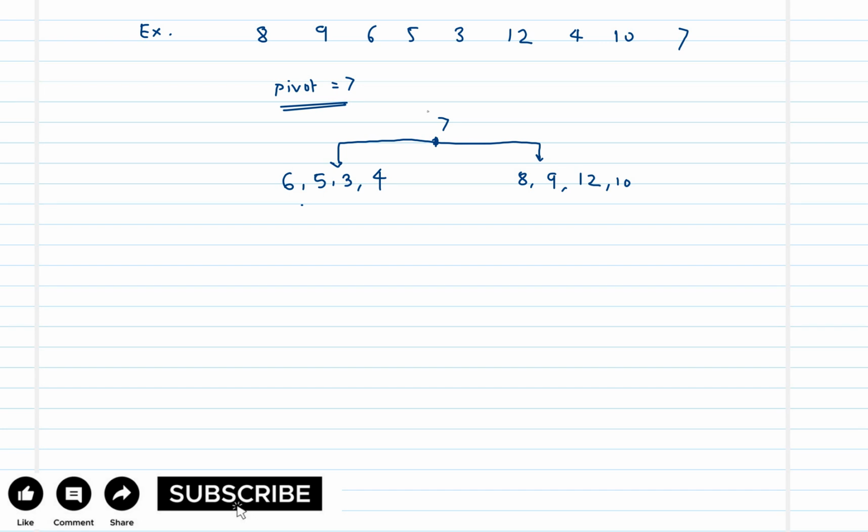Here we are choosing the pivot randomly. If you choose a random pivot, there are again some drawbacks. If you choose a pivot which is a center point, there is an advantage. We'll discuss both cases. Now this 7 is a pivot and it is actually a center point.